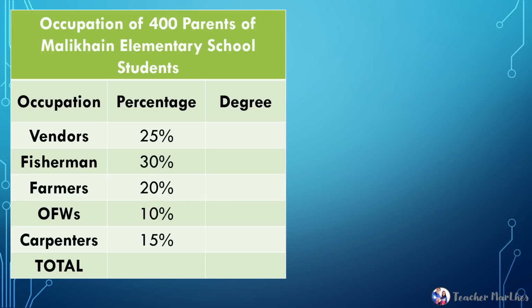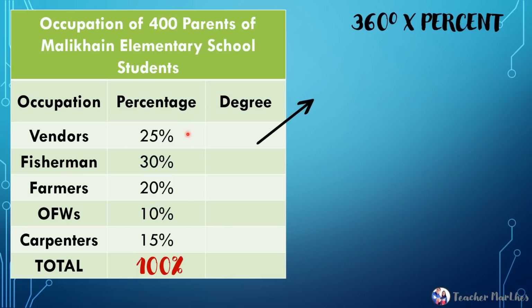Okay, so another example, let us compute the degree of vendors. So kanina, na-compute na natin yung percentage ng vendors. So ngayon naman ay yung degree. So ang total percentage po ay 100%. Okay, so umpisahan natin sa vendors. So 360 degrees times percent. So 25%. To decimal is 0.25.